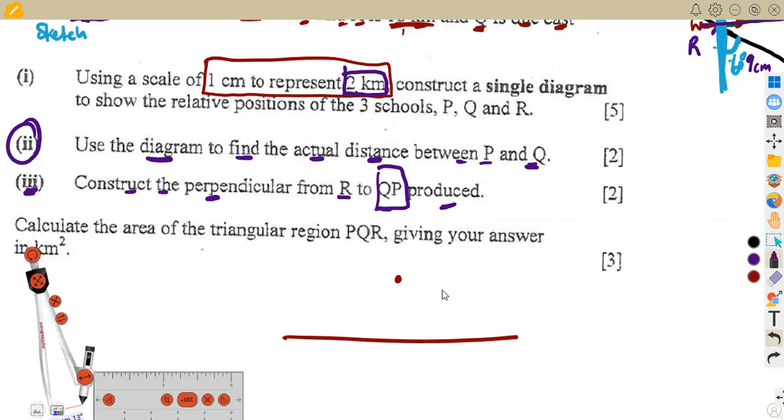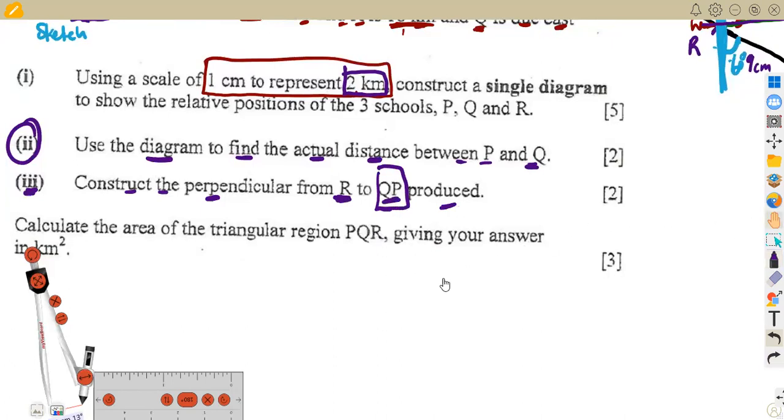We are saying this point, when we are to draw a line to meet this line, it must meet this line at 90 degrees. That is the perpendicular from a point to a line. So how are we going to come across with that condition to construct the perpendicular from our point? R, it's a point. QP, it's a line.